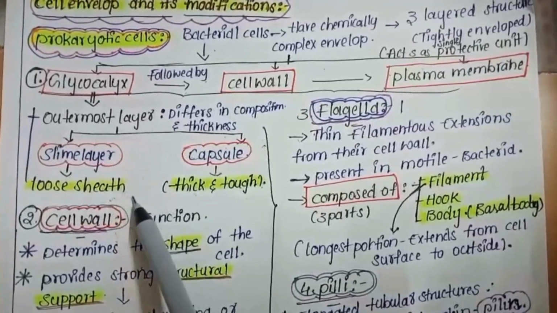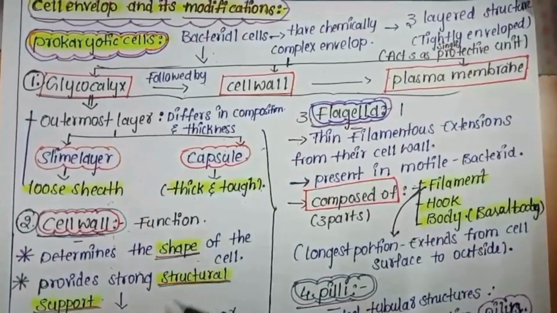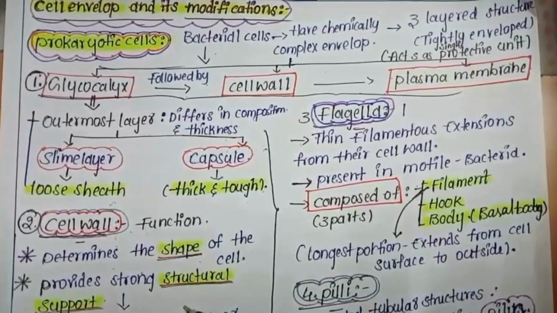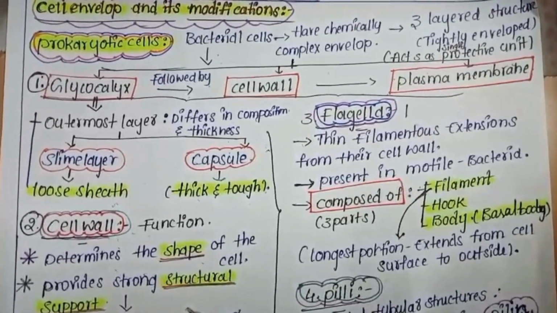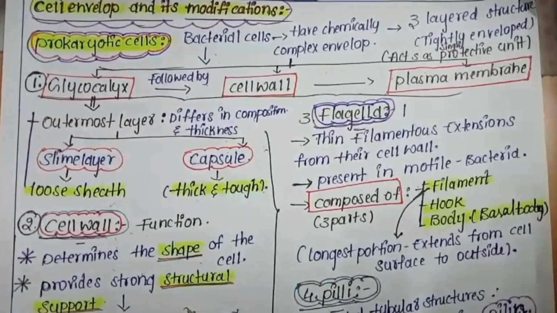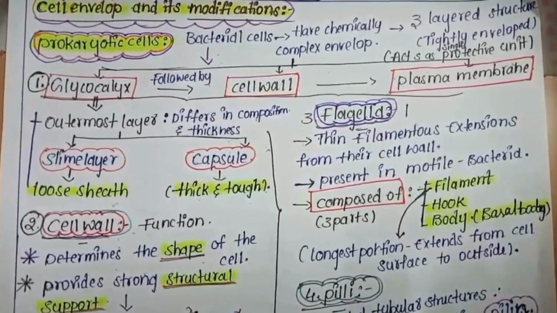Here, the cell wall determines the shape of the cell and provides strong structural support to the bacteria by preventing the bacteria from collapsing. The cell wall is different in gram positive and gram negative bacteria.